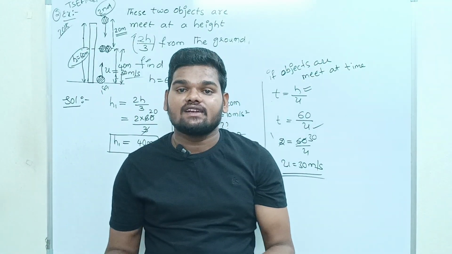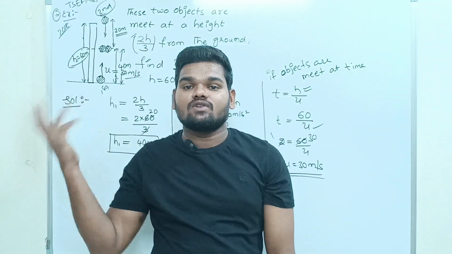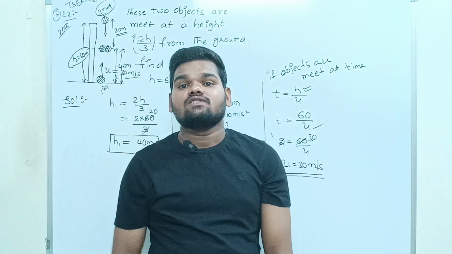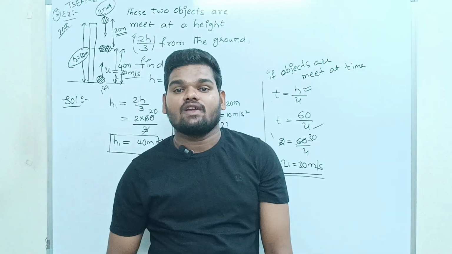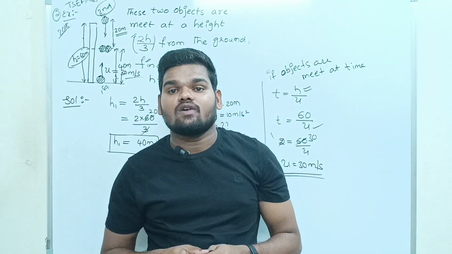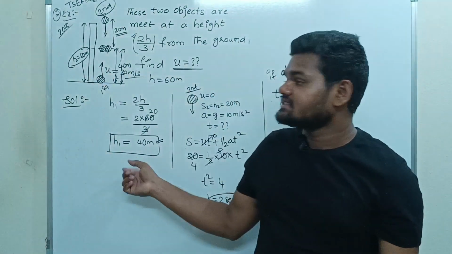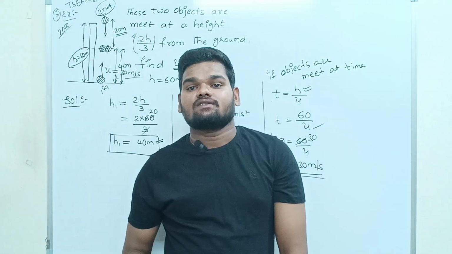If you want to find the distance from the ground, use s equals ut plus half at square. Or if you want to find the distance from height h, you can use v square minus u square equals 2as formula. You will get the distance where the two objects meet from the ground or from a certain height. This is a previous year question.